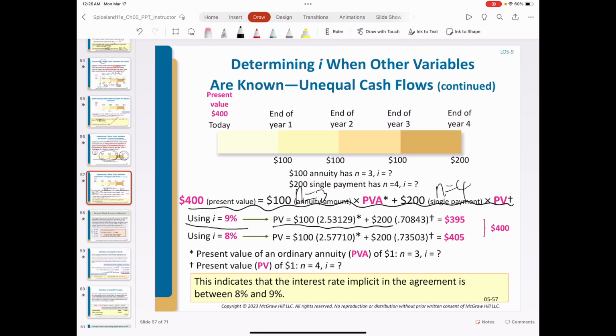If we get the present value 395, because we use 9%, we get a lower present value. That means 9% is too high. So we just try 8%. When we use 8%, we get a higher present value than 400. So we can conclude the interest rate must be between 8% and 9%. That's it. That's the only solution we can provide in this example.